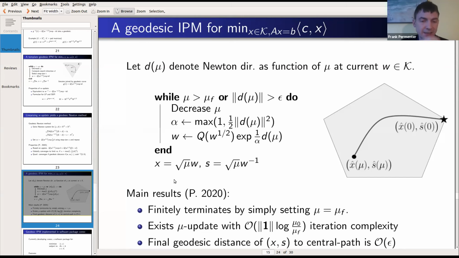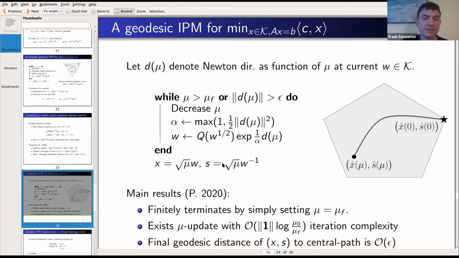This will finitely terminate if I just set mu to a desired target value, a value close to 0. The reason for this is that for a fixed value of mu, this is just the geodesic Newton method we had on the previous slide, and I told you that it's globally convergent with the step size rule. Okay, so we can do more than this though. We can also bound the number of iterations this algorithm takes to move from some point on the central path to another. And the bound is just given by the log update of the centering parameter times the norm of the identity of the algebra that underlies the symmetric cone K.